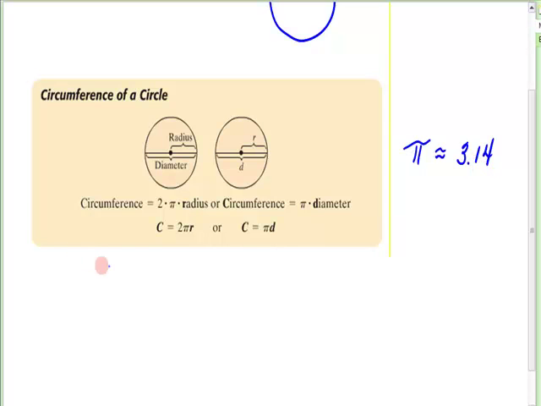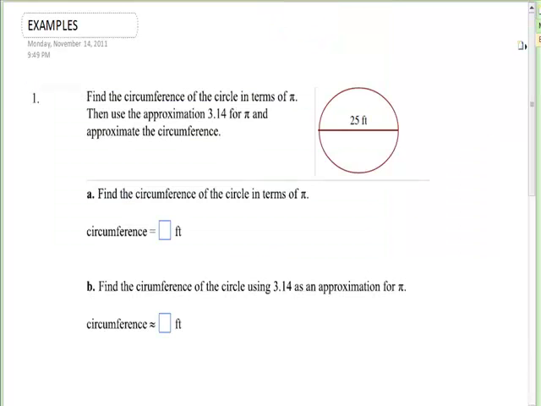So the circumference of a circle, if you are given the radius, is 2 times pi times the radius. Write that formula down. If instead you're given the diameter, which is the same as 2 times the radius, then all you have is pi times the diameter. Keep those two formulas handy as we look at the circumference of a circle.